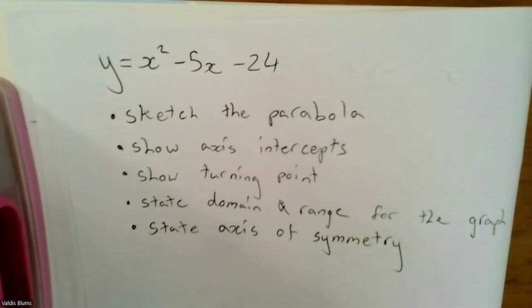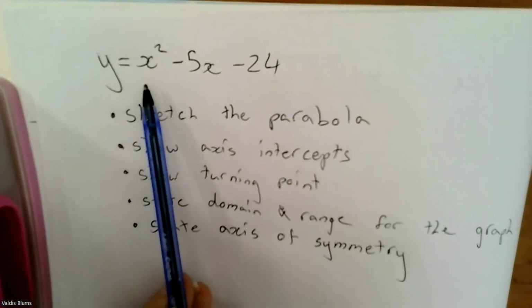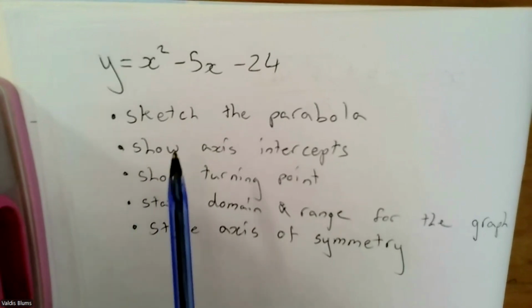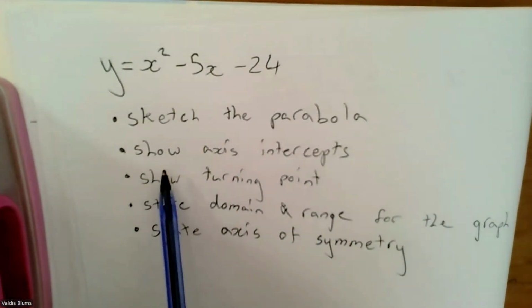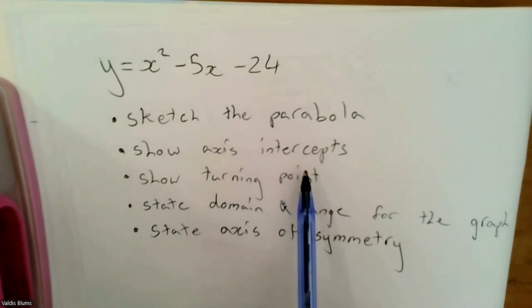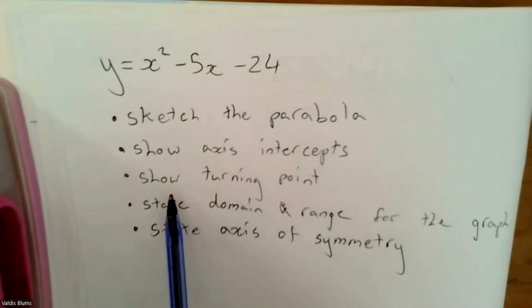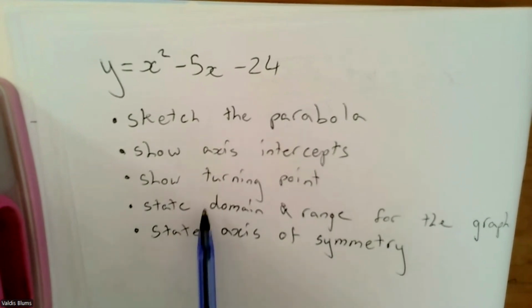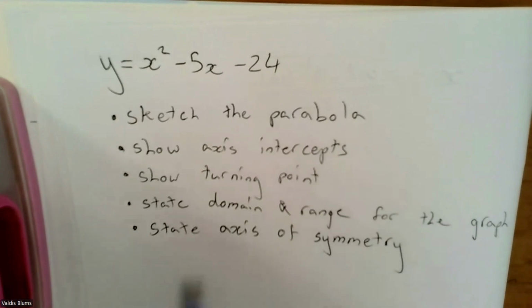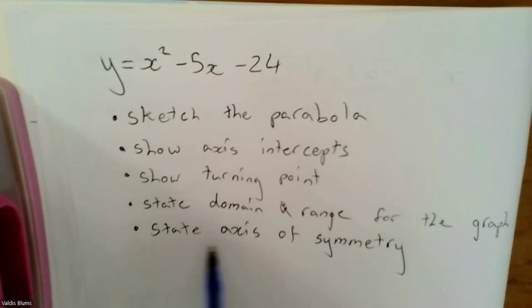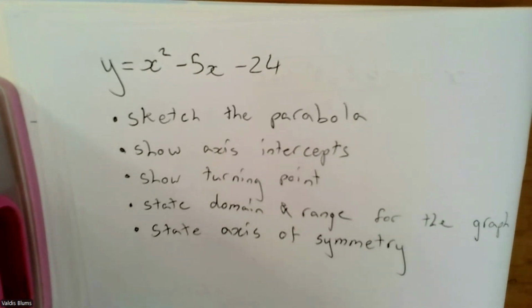Okay, I've got another quadratic equation here. Now, for this question, I would like you to do a few things. Could you please sketch the parabola related to this equation, show the axis intercepts on the x and y axis, show the turning point, so the set of coordinates for that, state the domain and range for the graph, and I would also like you to state the axis of symmetry for that graph.